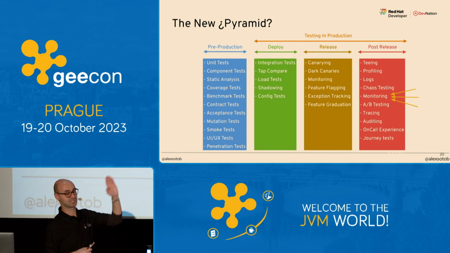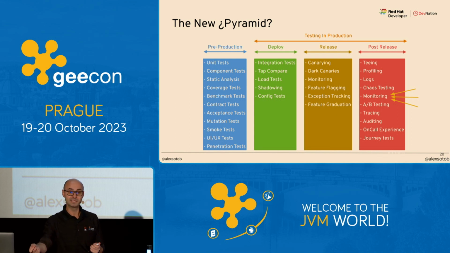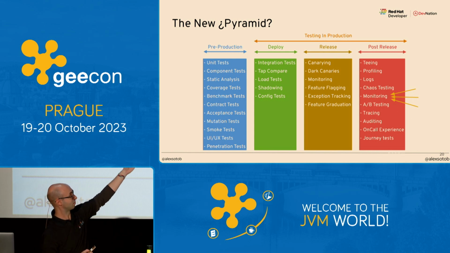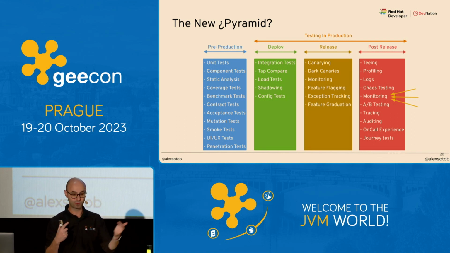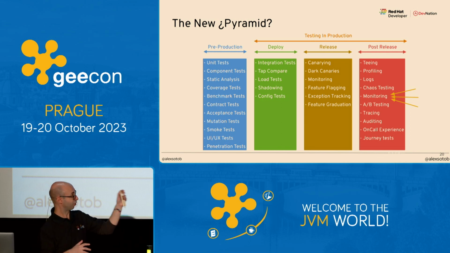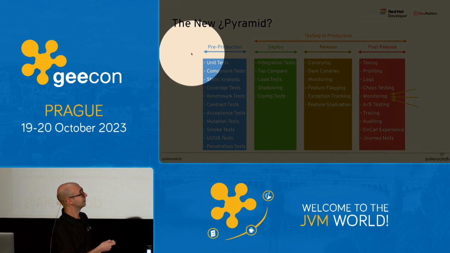Then there is the release, which is when we start sending public traffic to this version. And you can see some of the techniques that I explained here, like canarying, canaries, feature flagging, and so on. And now there is a third column, this one.